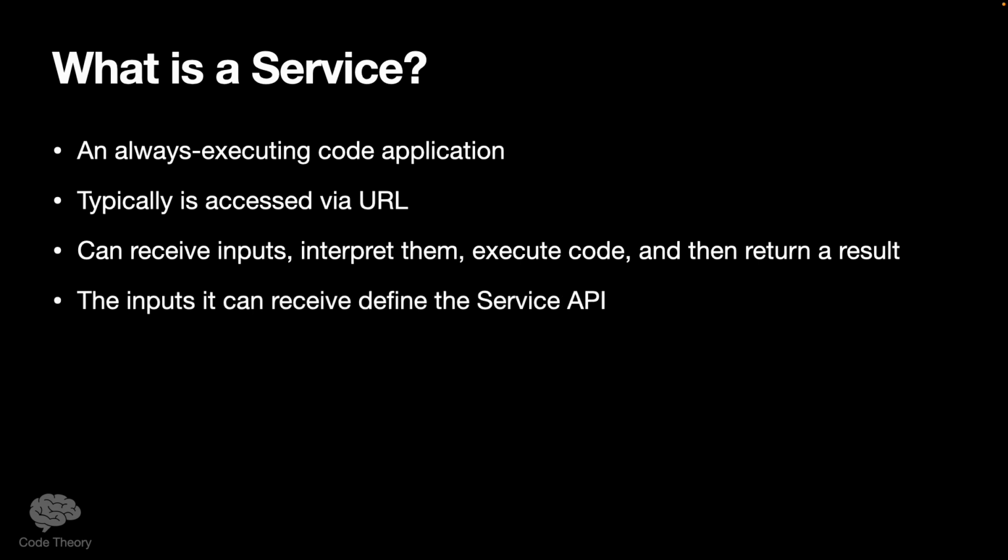The inputs that are received define the service API. So basically, the API of a service that is running on a server is defined as the functionality that you can access by URL with inputs. Whatever inputs you can send and get results back, that is the service API.